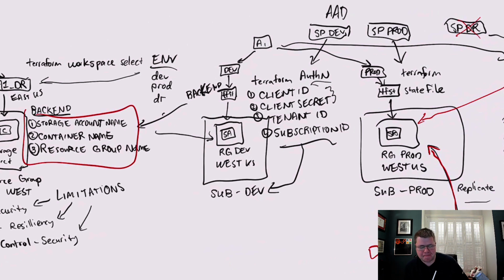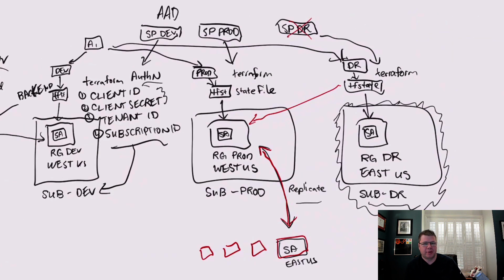So it's really just changing the variables of those 6 things to use this approach and to target different storage accounts and basically different Azure backends for your Terraform state.